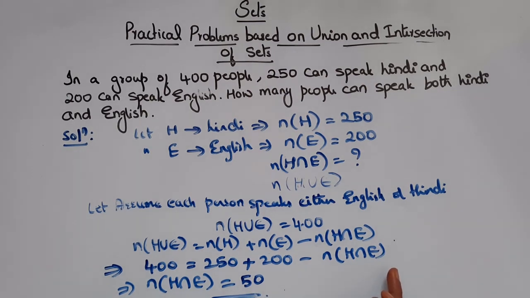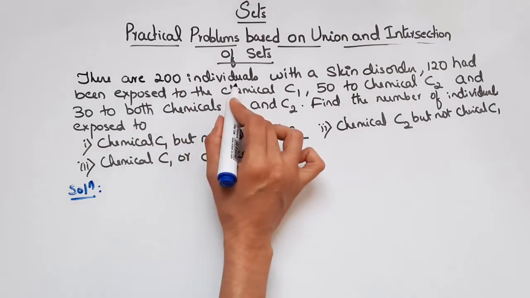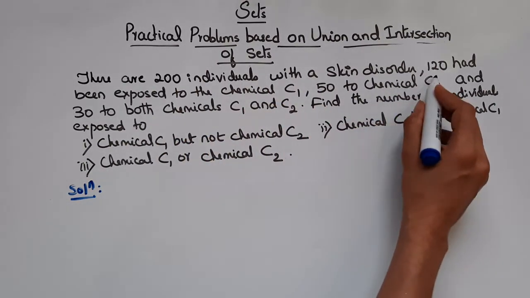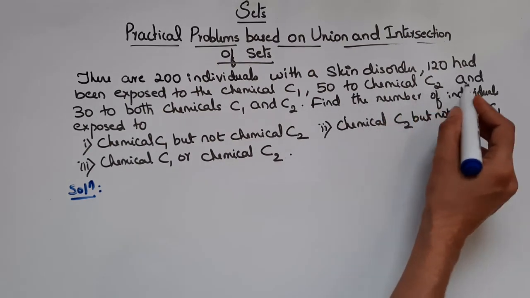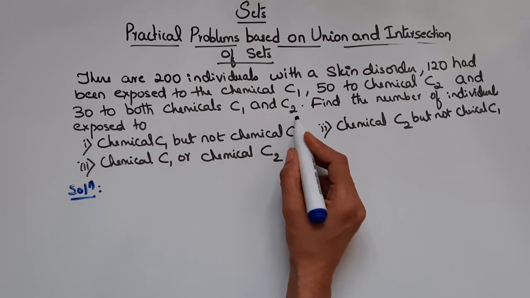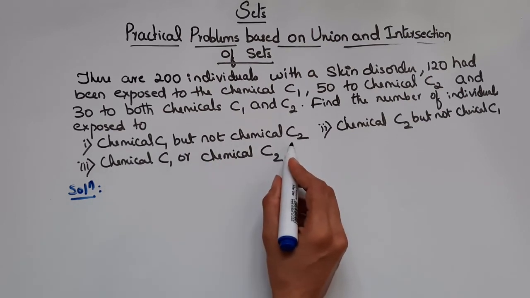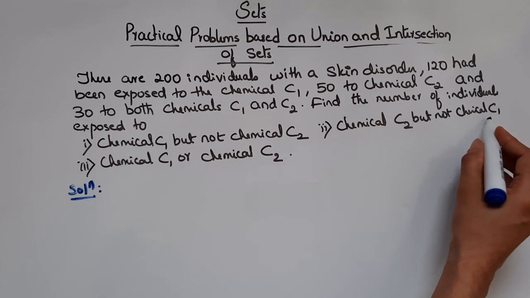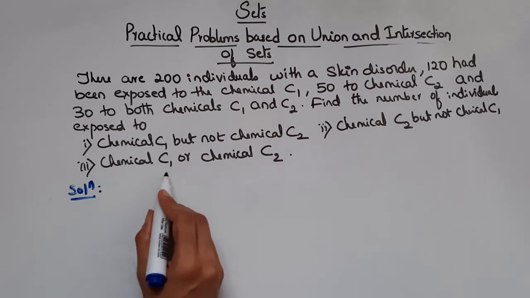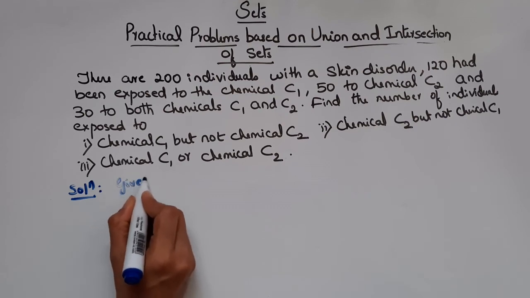Now let's see one last type of problem. But before that, pause the video and note this down. So now let's see this last problem. Here it says there are 200 individuals with a skin disorder. 120 had been exposed to chemical C1, 50 to chemical C2 and 30 to both chemicals C1 and C2. Find the number of individuals exposed to chemical C1 but not chemical C2. We have to find chemical C2 but not chemical C1, and also we have to find chemical C1 or chemical C2. So first let's write what is given.